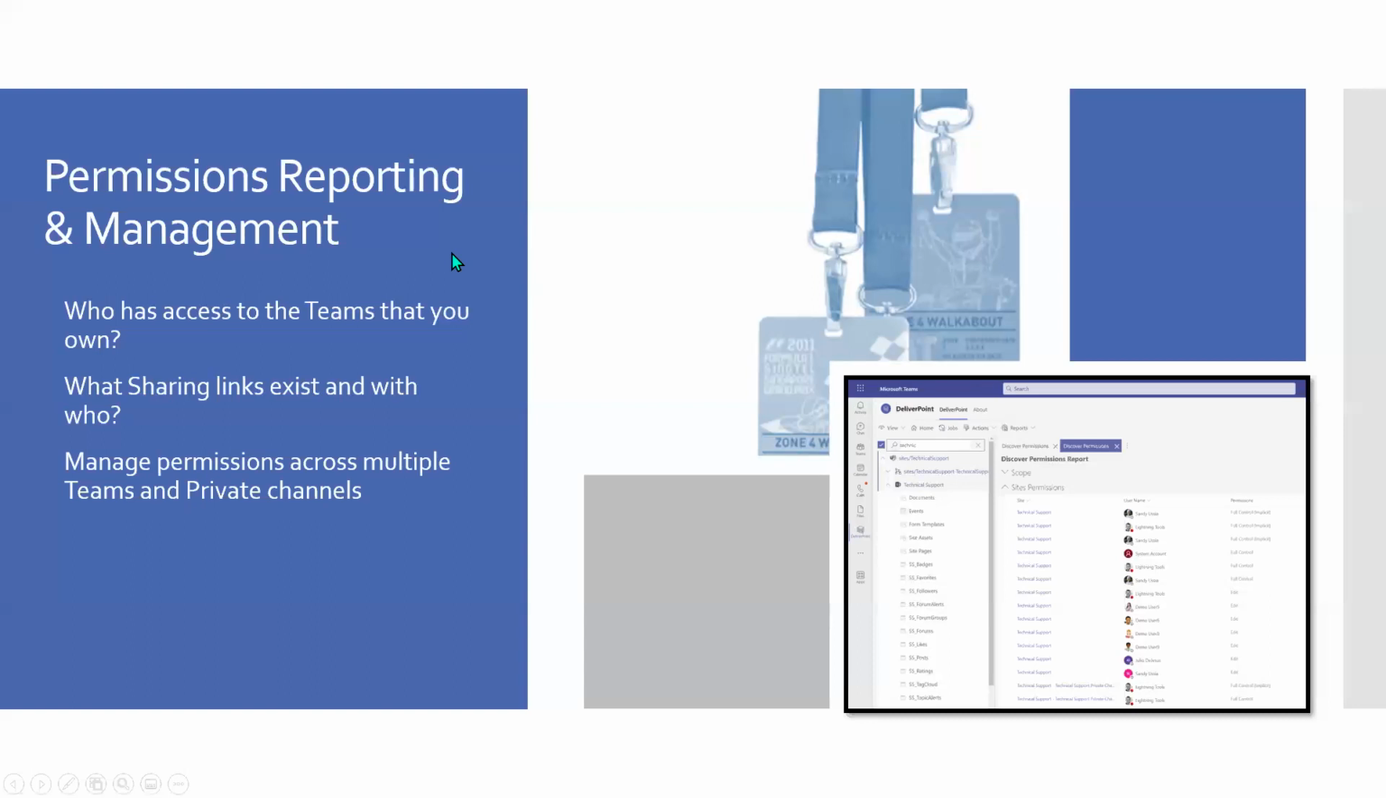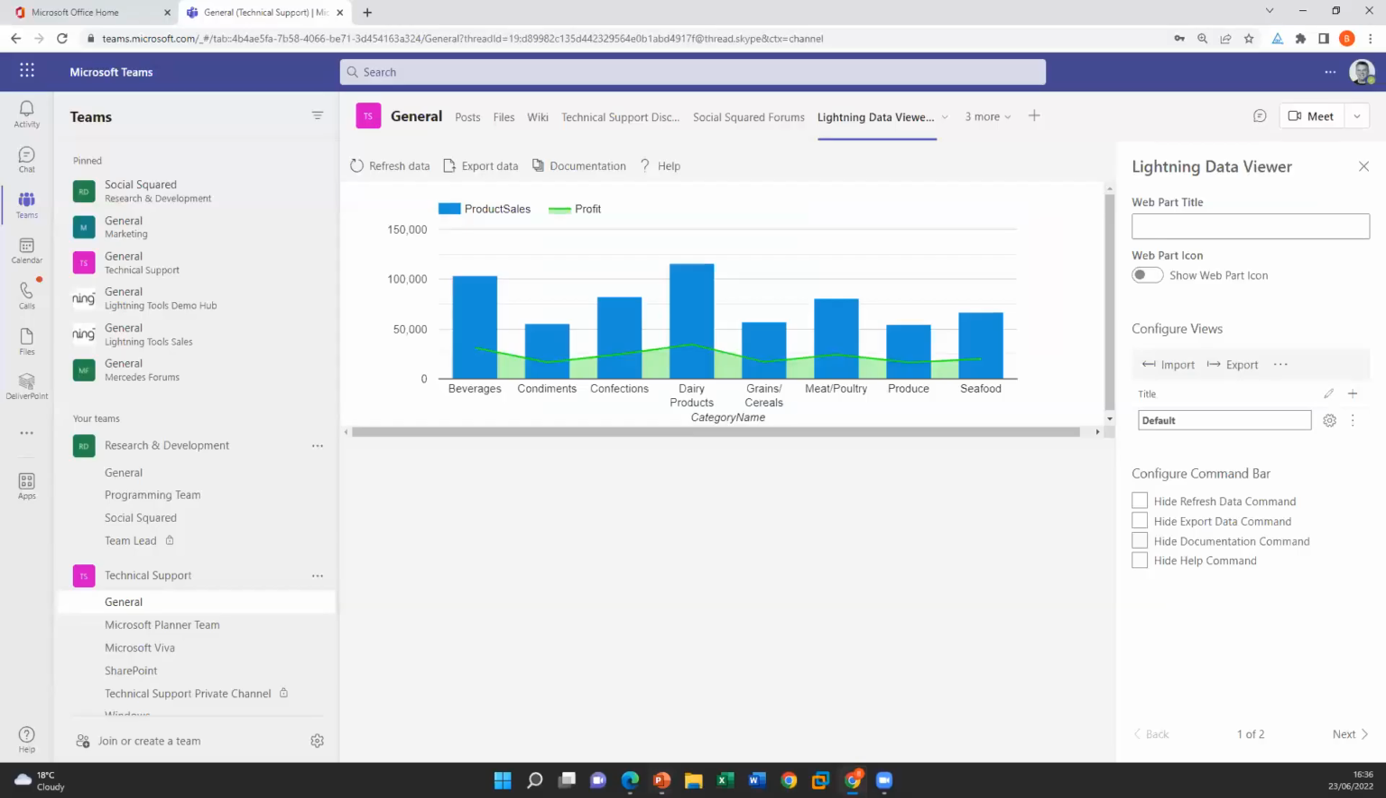So the sort of thing that it provides you with is who has access to your teams. You can do that on a team by team basis, or you could use DeliverPoint to report on multiple teams at the same time. You can also report on multiple teams at the same time to see what sharing links there are, and remove those sharing links if you want to. And then you could bulk manage for things like copying or transferring permissions between users inside of Teams. So let's have a look at that tool.